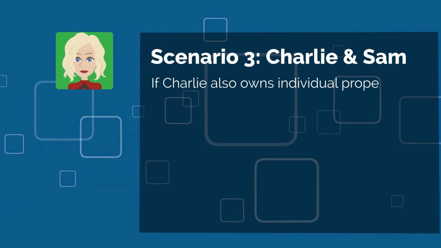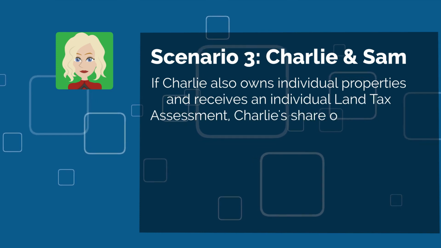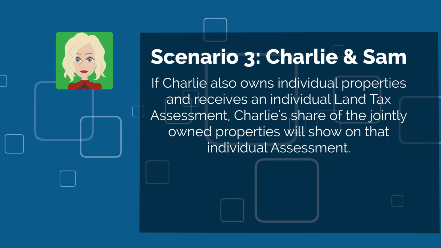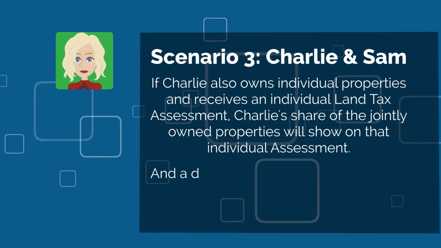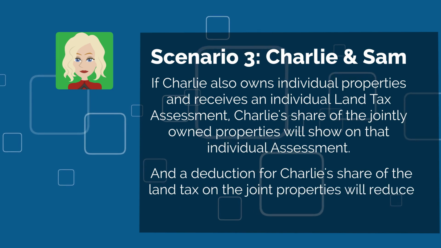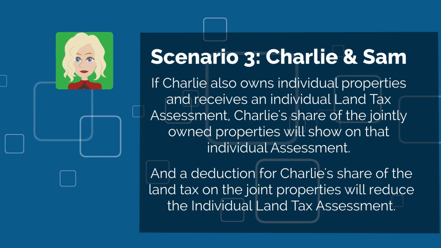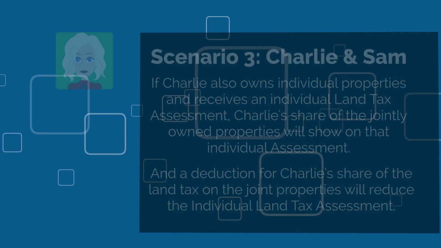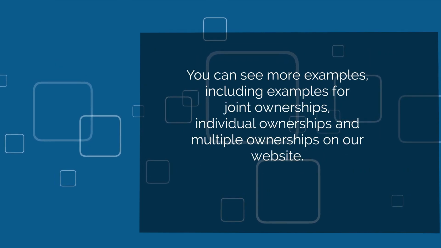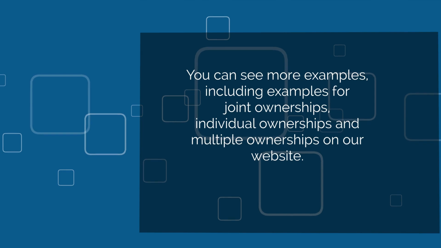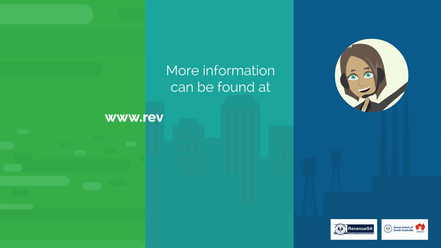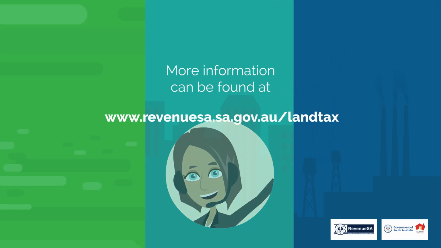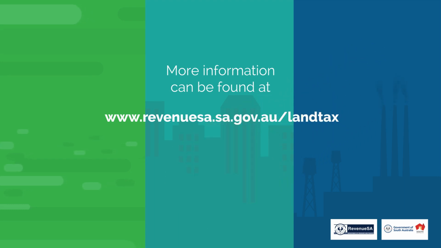If Charlie also owns individual properties and receives an individual land tax assessment, Charlie's share of the jointly owned properties will show on that individual assessment, and a deduction for Charlie's share of the land tax on the joint properties will reduce the individual land tax assessment. You can see more examples, including examples for joint ownerships, individual ownerships, and multiple ownerships on our website. More information can be found at www.revenuesa.sa.gov.au/land tax.